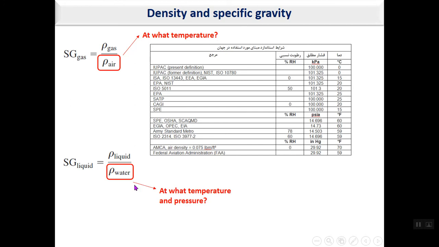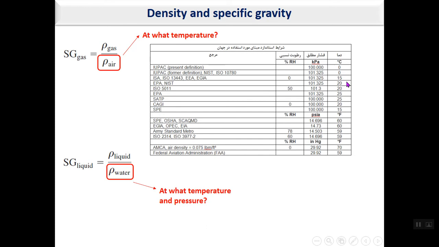Do you know the answer for water, for example? Generally, water at, for example, 20 degrees C is taken as a reference. But for the gas or air, there are some different standards. I have written here some of the international standards in this regard, and you can see that there are different standard or base conditions for density or specific gravity calculation.